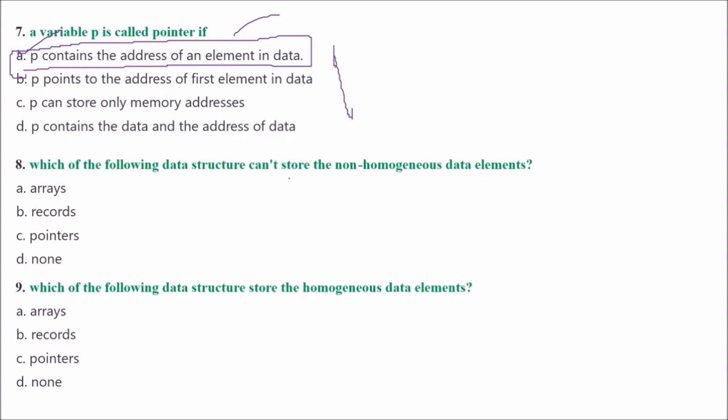Next is which of the following data structure can't store the non-homogeneous data element? So this is a very obvious question. Arrays cannot store the non-homogeneous. It can only store the homogeneous, with same data type values or data elements. Next is which of the following data structures store the homogeneous data elements? The answer, we'll go with arrays. We have already discussed this. We'll go with array, but records also, if you say that you have homogeneous data element, we can take this also, but we'll go with array.